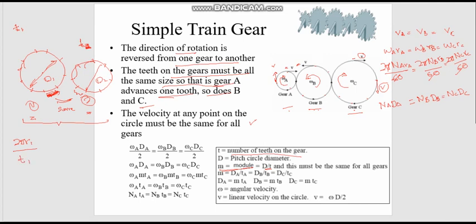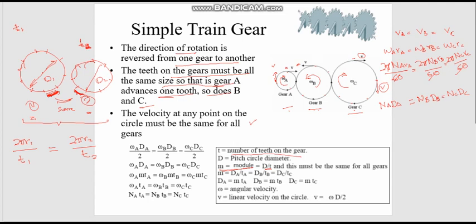Similarly, for gear 2, I can find the arc length, which equals 2 pi r2 divided by t2, right? So if you look at this, we are saying that the arc for gear 1 must be the same length as the arc in gear 2, right? So we can say that these are equal.